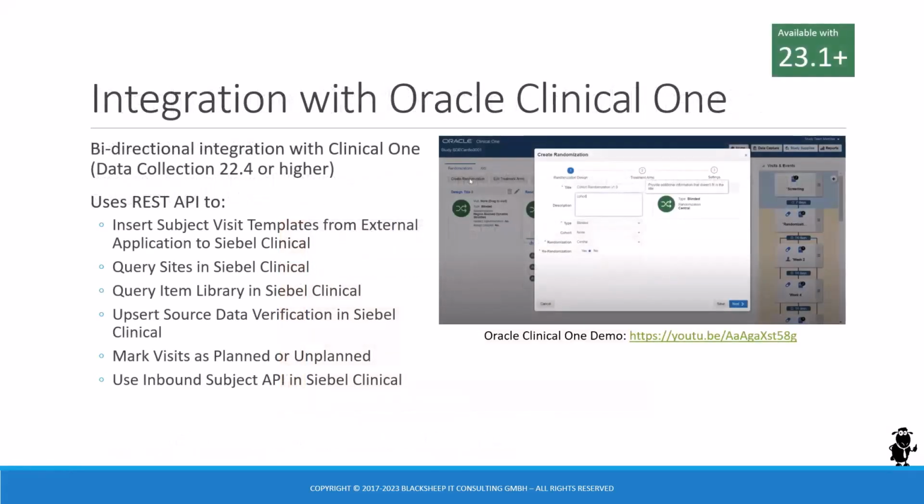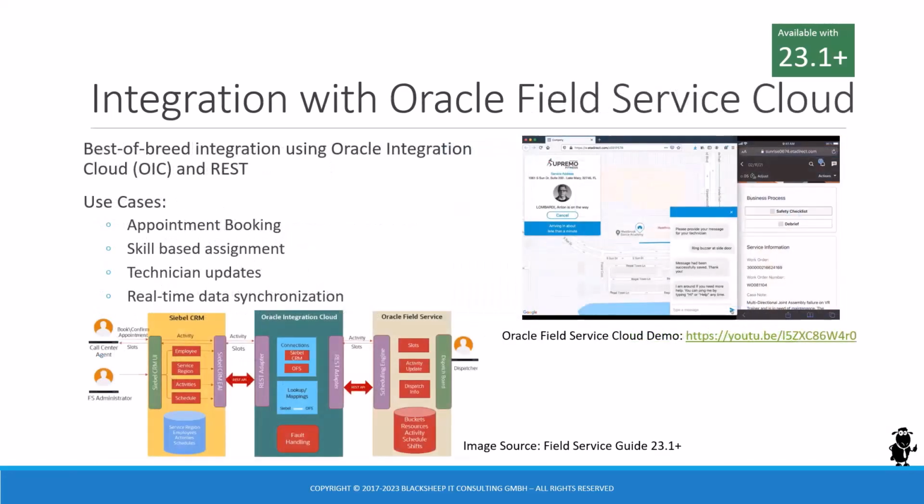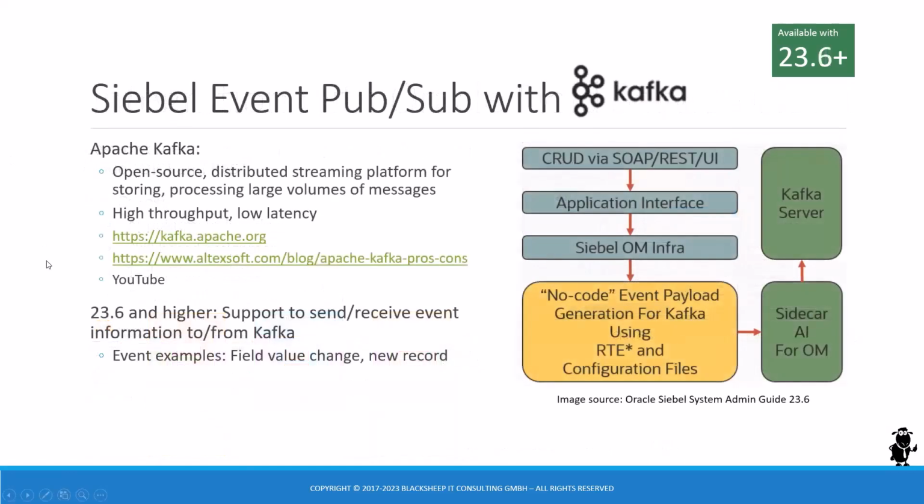And what has Oracle delivered in 2023, starting with integrations. So this is not by version number, it's sorted by area. So integration, we have Clinical 1 integration, and Oracle Field Service Cloud. So 2 official REST-driven integrations with very powerful cloud applications of Oracle. Then, of course, we have the Kafka integration with 23.6, the event publish subscribe. Very cool. Did anyone get their feet wet with Kafka?